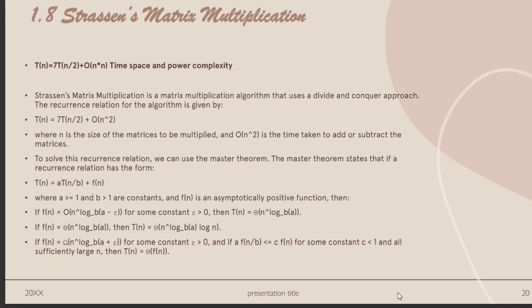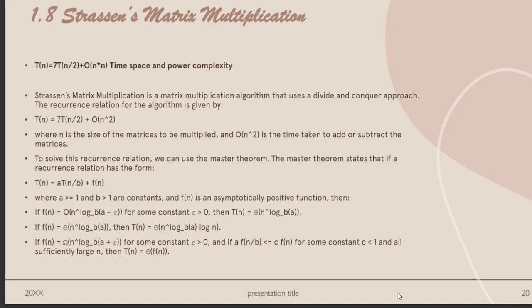Eighth one is Strassen's matrix multiplication. The recurrence relation for Strassen's matrix multiplication is T(n) equals 7T(n/2) plus order of n to the power 2, where n is the size of the matrices to be multiplied and order of n squared is the time taken to add or subtract the matrices. To solve this recurrence relation, we can use the Master's theorem.